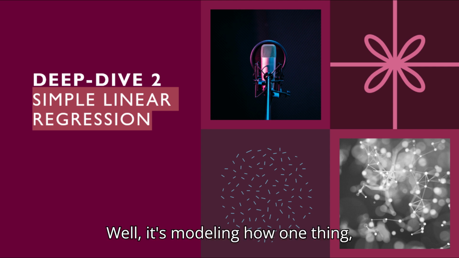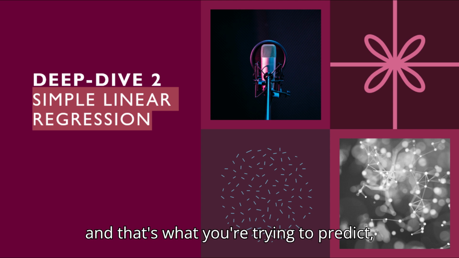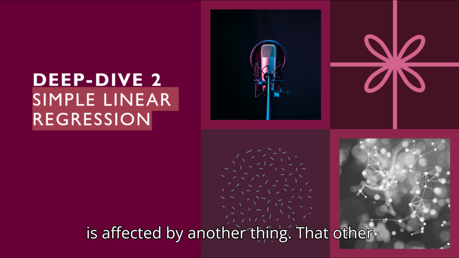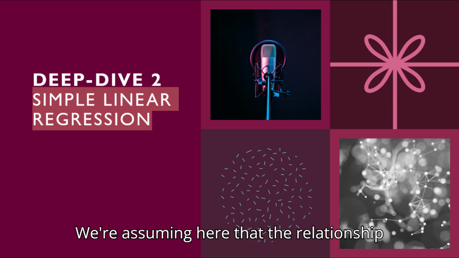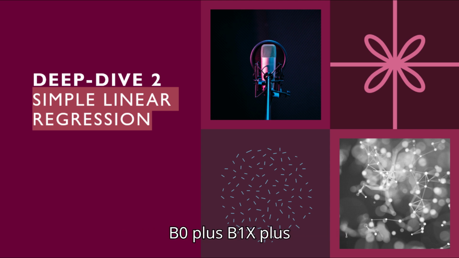Well, it's modeling how one thing, this dependent variable, which we call y, and that's what you're trying to predict, is affected by another thing. That other thing is the independent variable, or x. We're assuming here that the relationship between them is a straight line. Okay, straight line. So then there's that equation, right? Yeah. It's y equals b0 plus b1x plus a.